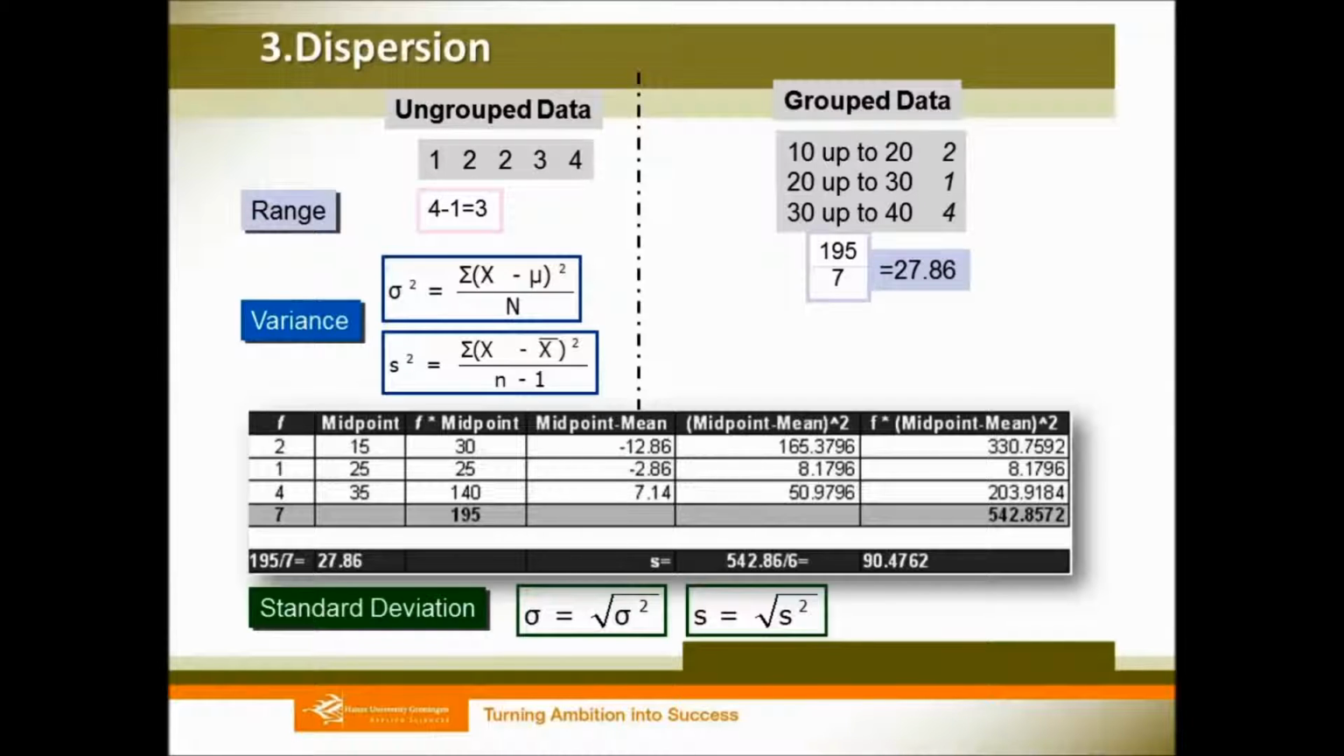Then you sum them up. After you sum it up, if this is a sample, you need to divide that by 6. So you get 90.4762. Here should be S squared, not S. Please pay attention to this mistake.